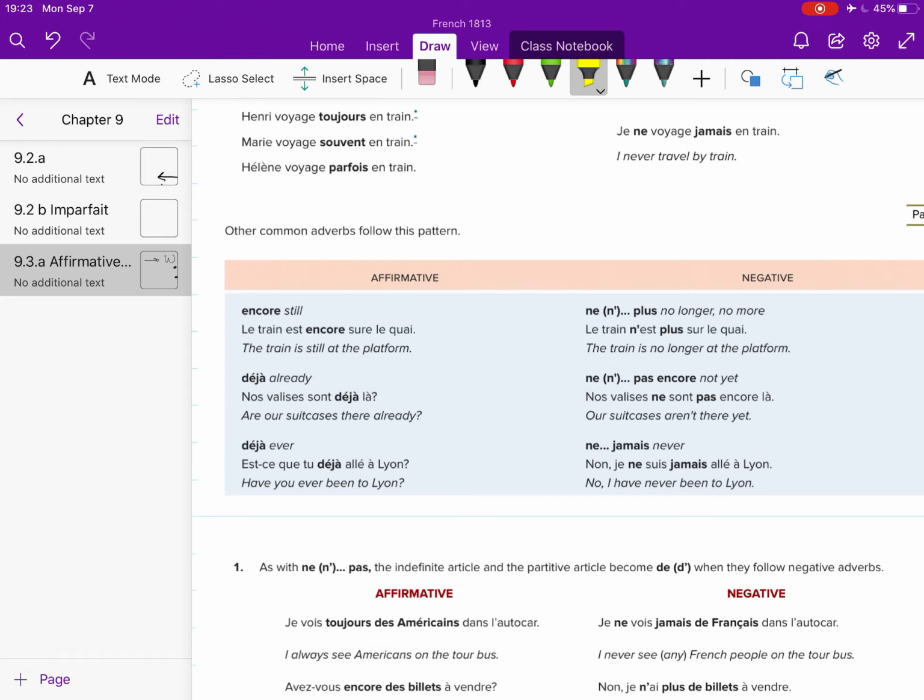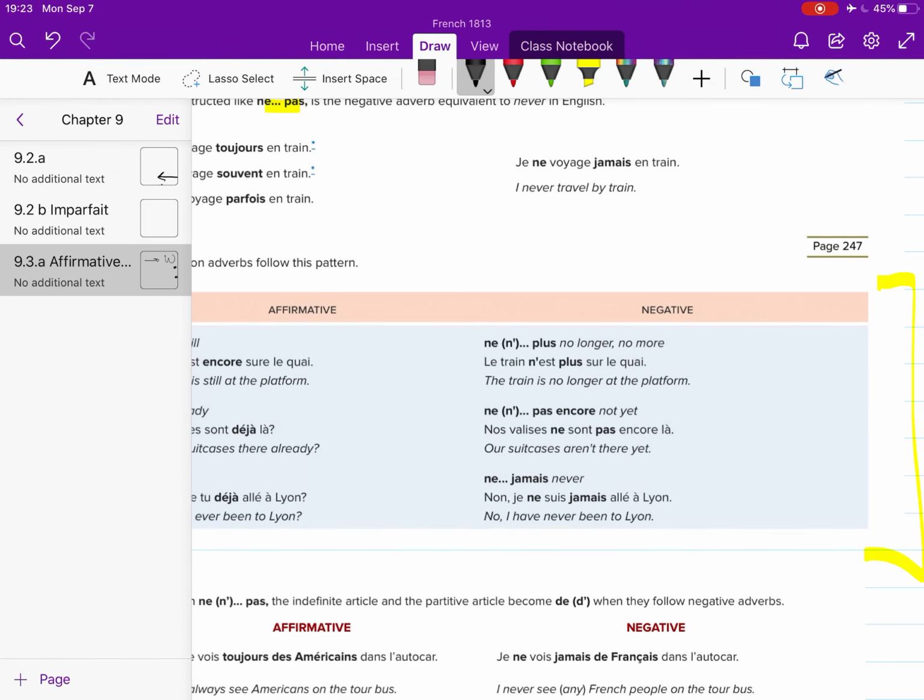Of still, the opposite would be to no longer do it, or to do something no more. So they give the great example here. Le train est encore sur le quai. The train is still on the platform. Maybe write that down. Plus replaces pas. Okay, you do not double them up.